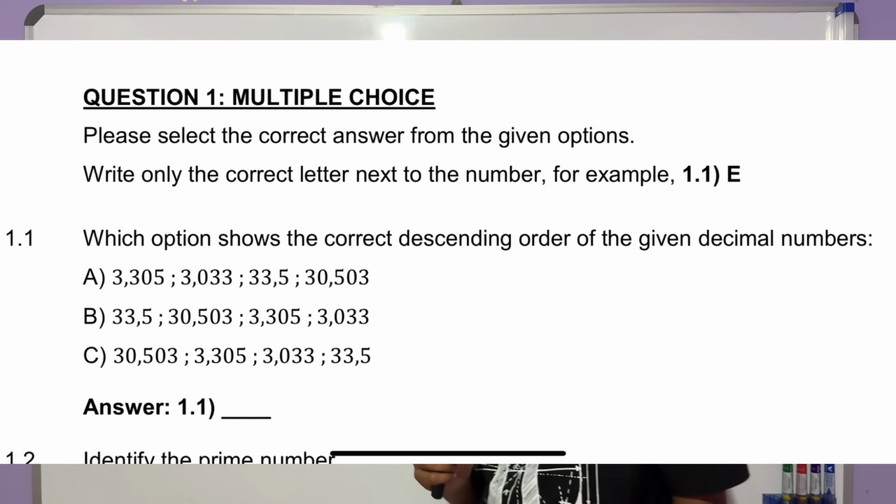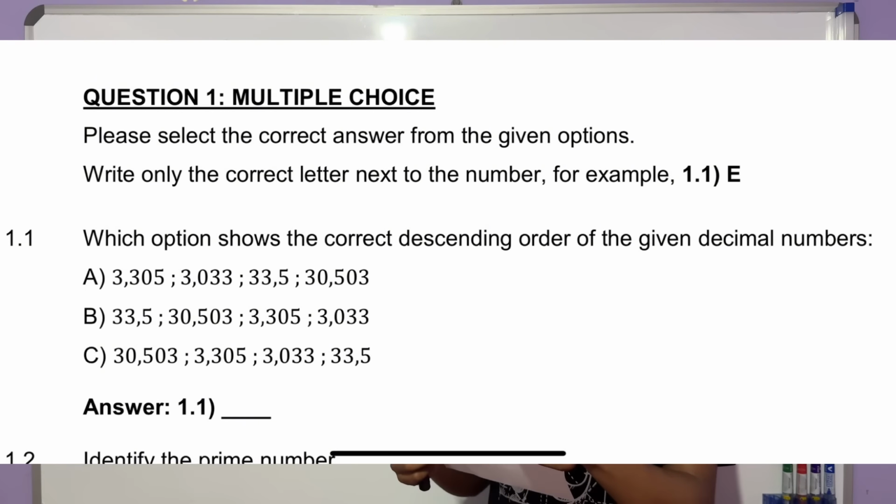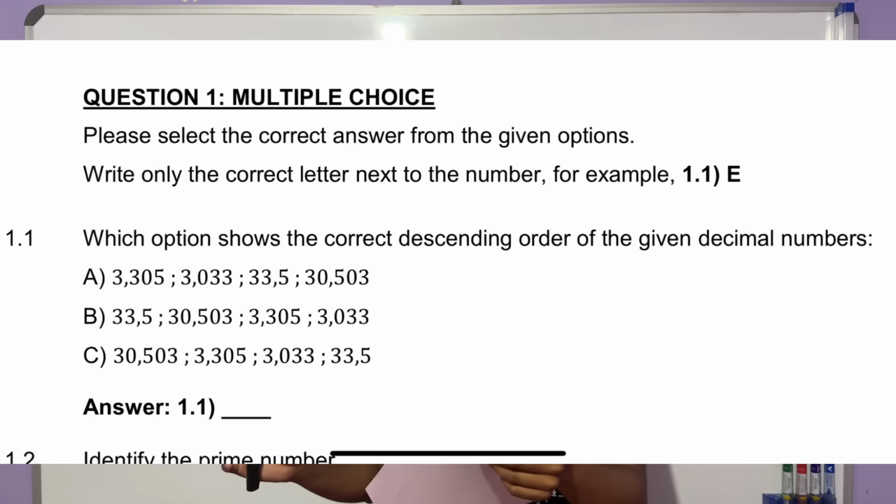Firstly, we need to know what descending means. Descending means from biggest to smallest. Let's have a look at A. A reads as follows. 3,305. Then it goes to 3,033, and then it goes to 33,5. Immediately, that jump is going from 3, to 33, so that means that A is already increasing. So that is out.